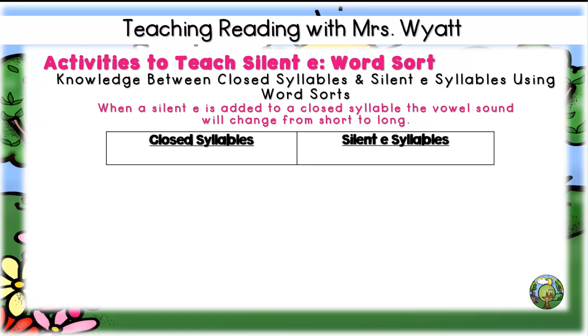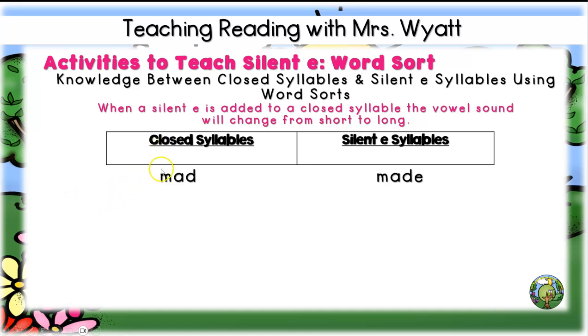So now we're going to read words. So we're going to do a word sort where we are looking at closed syllables and silent E syllables. So the only thing that is changing these words is that silent E. And students with this sort are going to be able to recognize that when you add that silent E to a closed syllable word, it's going to change the vowel sound, and it's going to completely change the word. So let's look at some examples.